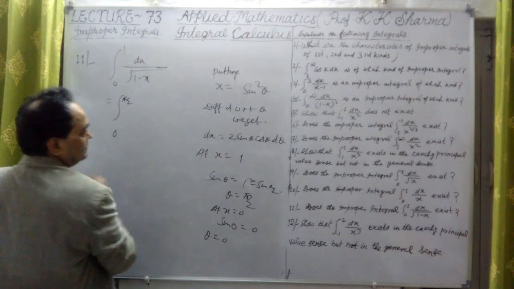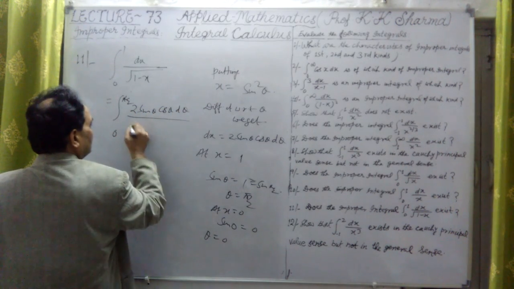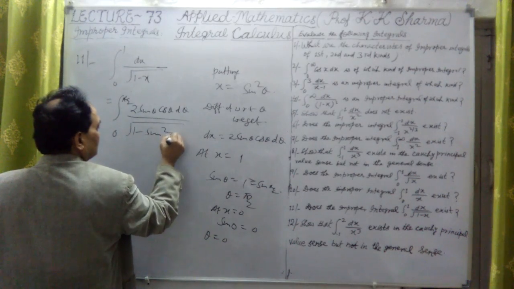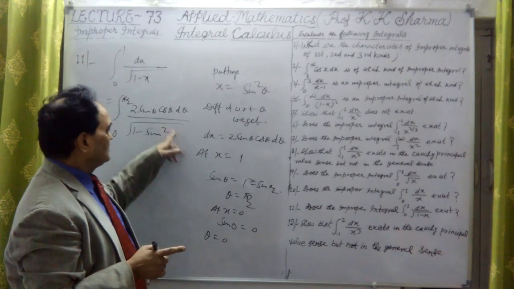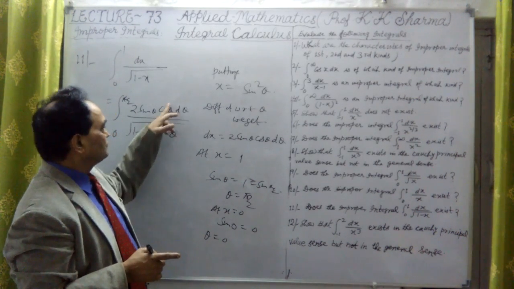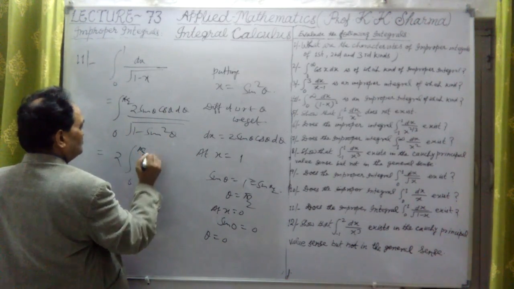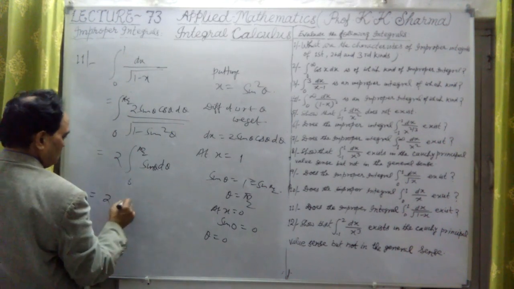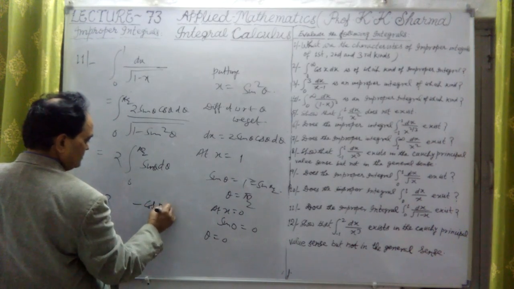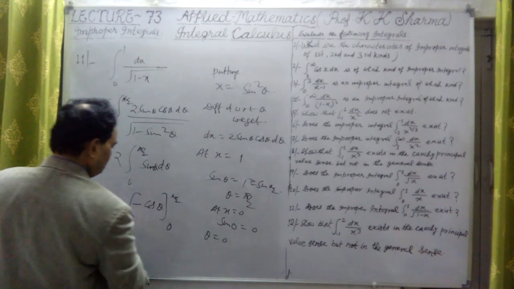The integral becomes 2 sine theta cos theta d theta divided by under root 1 minus sin square theta. Now 1 minus sin square theta is cos square theta, and its square root is cos theta. So cos theta cancels out. The value will be twice the integral from 0 to pi by 2 of sin theta d theta. The integration of sin theta is minus cos theta, so this is 2 into minus cos theta from 0 to pi by 2.